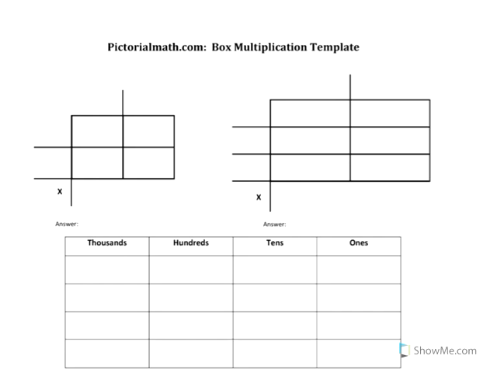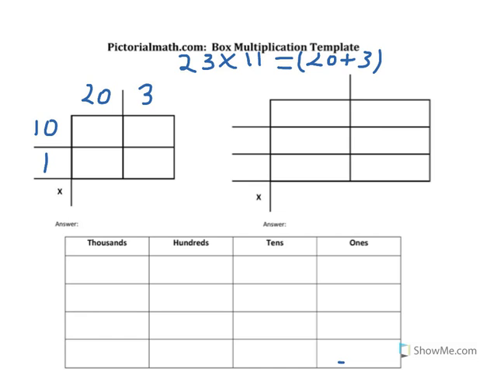This is one of the multiplication templates that we saw during the pictorial math training. So let's suppose that we're going to multiply 23 times 11. The 23 is going to be broken down, or decomposed, into 20 and 3, and the 11 will be broken down into 10 and 1. So basically we're going to be using the distributive property to multiply, because 23 times 11 is the same thing as 20 plus 3 being multiplied by 10 plus 1.